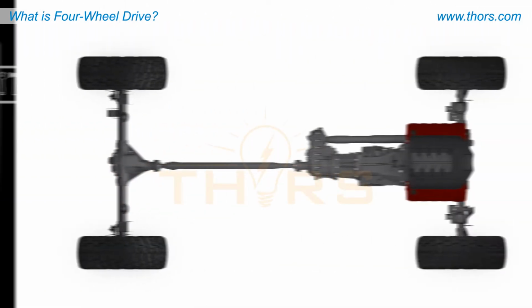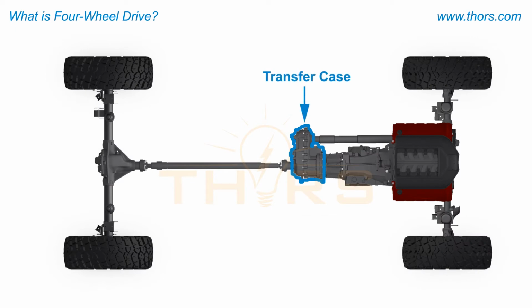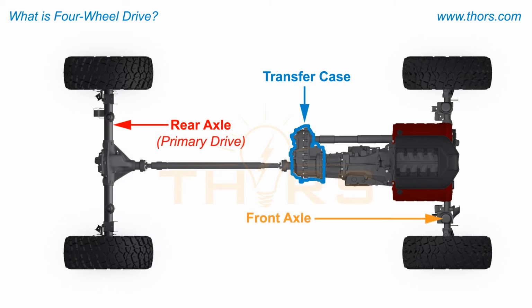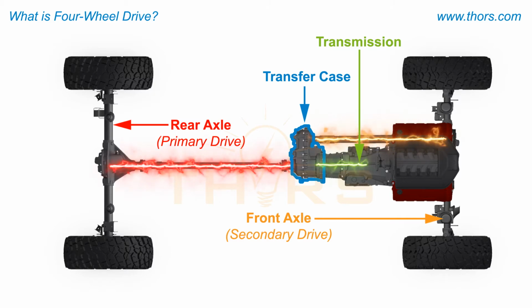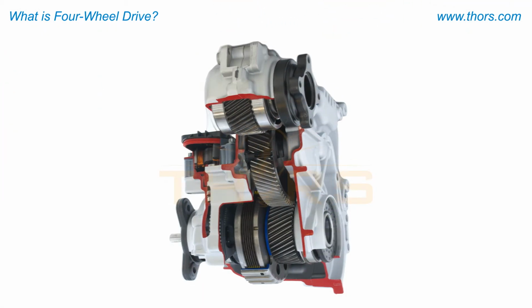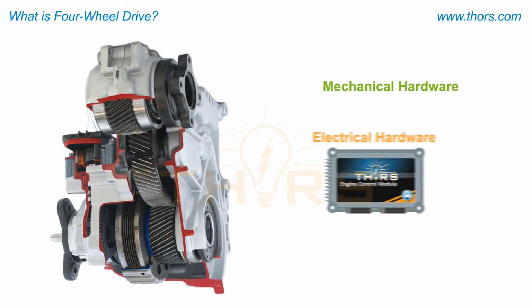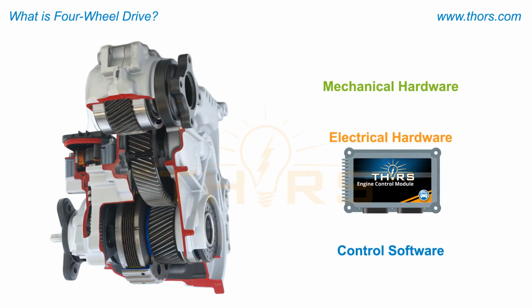The transfer case is the key driveline mechanism found in four-wheel drive vehicle layouts when the rear axle is the primary drive and the front axle is the secondary drive. The transfer case is responsible for receiving mechanical power from the transmission and transferring that power to the front and rear axles via drive shafts. Transfer cases consist of mechanical hardware, electrical hardware, and control software.